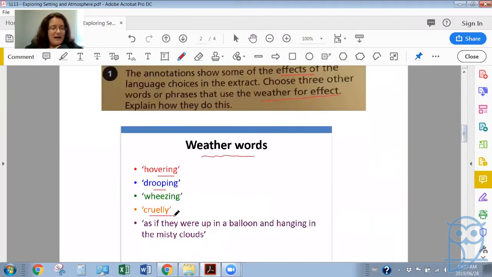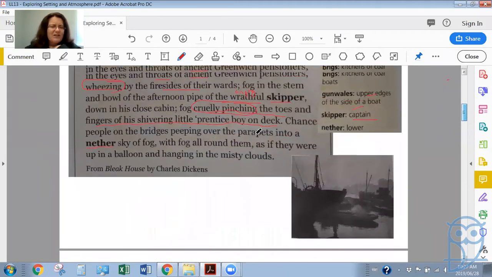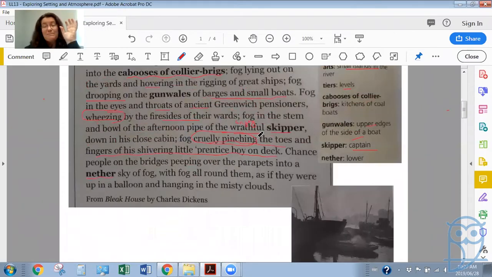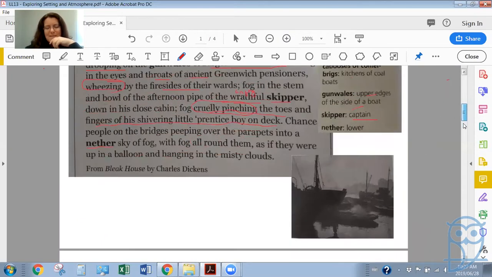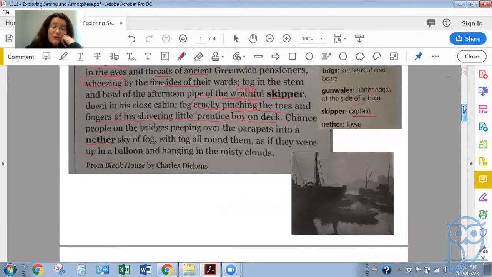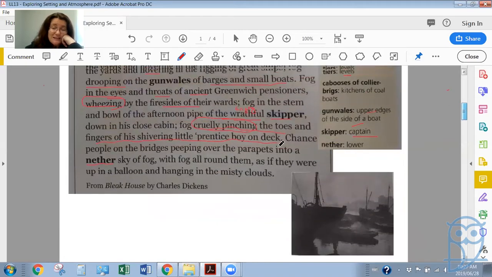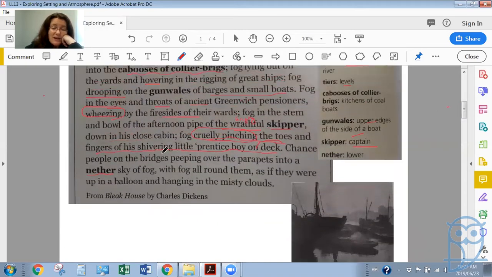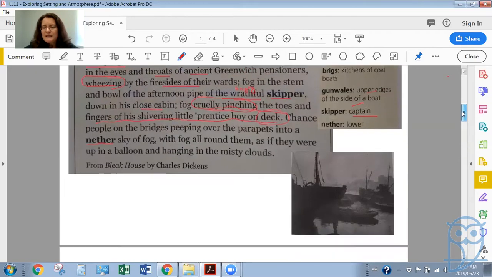And then "cruelly." We looked at how that functions here as personification, how the fog cruelly pinches. It doesn't just pinch the toes of the poor apprentice boy, it cruelly pinches. It's a biting kind of fog or cold. And perhaps it also suggests that the poor apprentice boy is not very well dressed for the weather, and the fact that he is exposed to the elements on the deck. So that further enhances this idea of him suffering, whilst at least the captain has some form of comfort in his close cabin. All right.